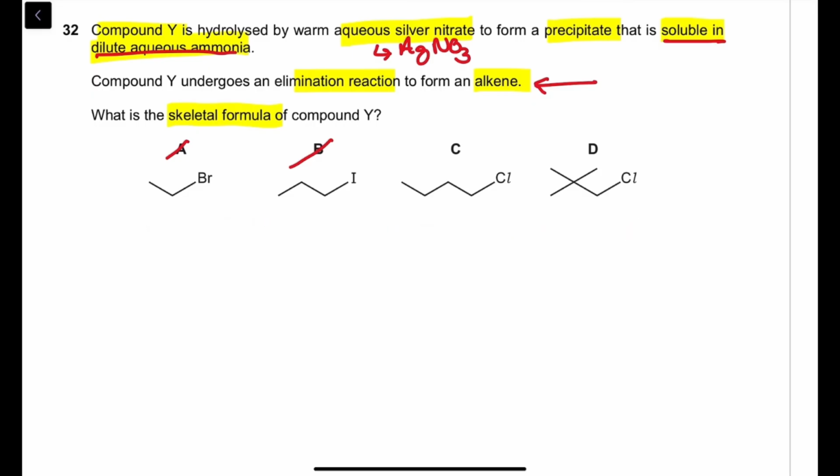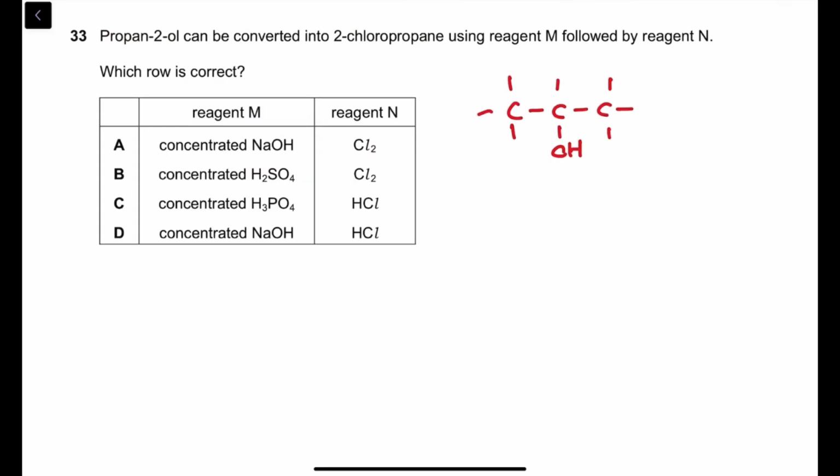Then it gives us further information, and it says it undergoes an elimination reaction. Now, the only compound that's possible for this to undergo would be C. Because in D here, as you can see, there's a lot going on, and if you were to draw it out, you'll find that you can't actually form a double bond here because there are two methyl groups on this carbon atom right here, and that would make elimination impossible.